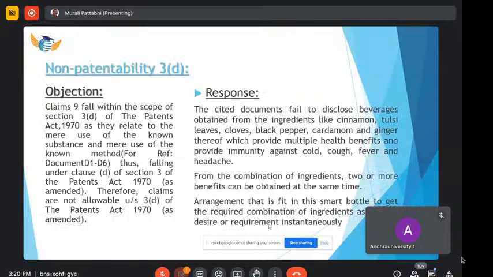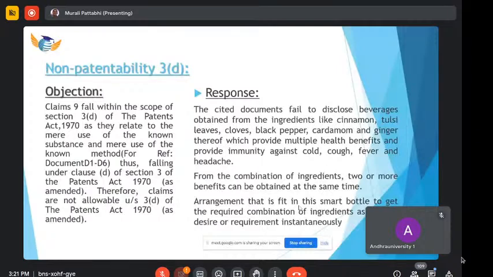And now if you see our objections, how do we try to support ourselves? The cited documents fail to discuss these. All the 6 documents did not cite anything related to these healthy kind of things, is the first point we try to make. There are other things also. Some of the things we try to defend from our side: a combination of 2 or more ingredients instantaneously, at the same time, as per the requirement, is not found in any of the references there.